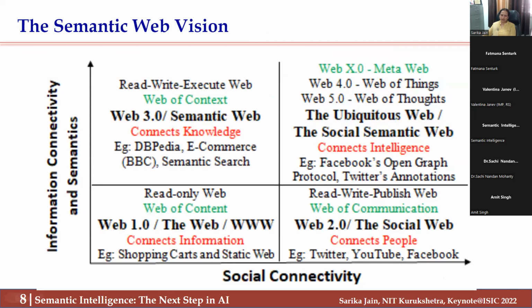And before that, just have a look at the timeline also. We started with web 1.0. There was very little social connectivity. As we go to the right, social connectivity is increasing. As we go up, the information connectivity is increasing, and also the semantics. So we started with web 1.0. Then we move towards web 2.0, web 3.0, and finally we go diagonally. This is the social semantic web. The social connectivity is the best, and the semantics is also the best to connect the intelligence. When we talk of the semantic web, we say our focus is on knowledge.